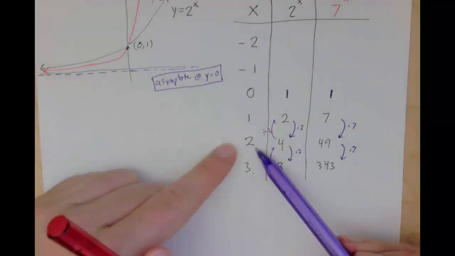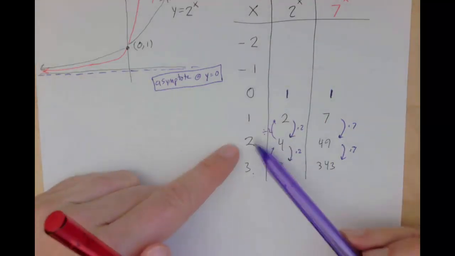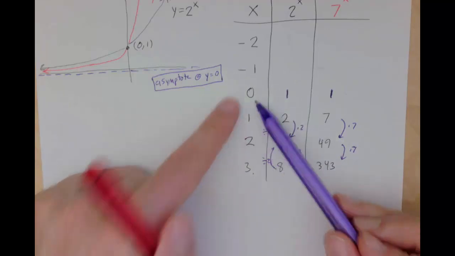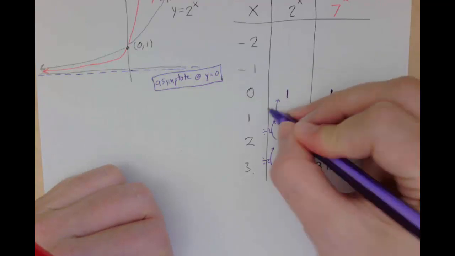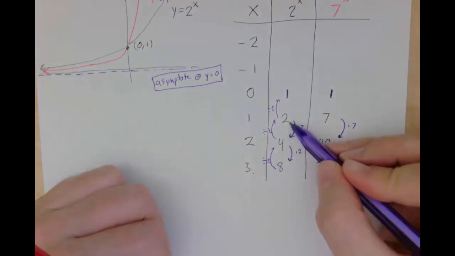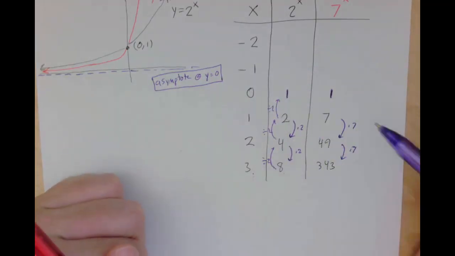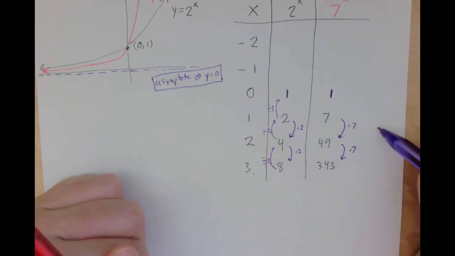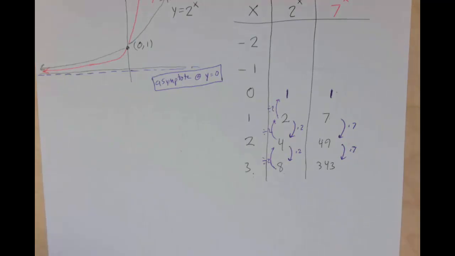So as I go from 3 to 2, the output divides. As I go from 2 to 1, the output divides. So it makes sense that as I go from 1 to 0, to follow the same pattern, the output should divide, and 2 divided by 2 equals 1. Here, 7 divided by 7 equals 1. And in general, anything divided by itself is going to be 1.